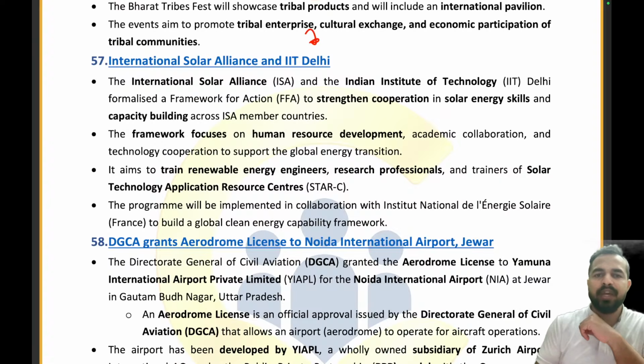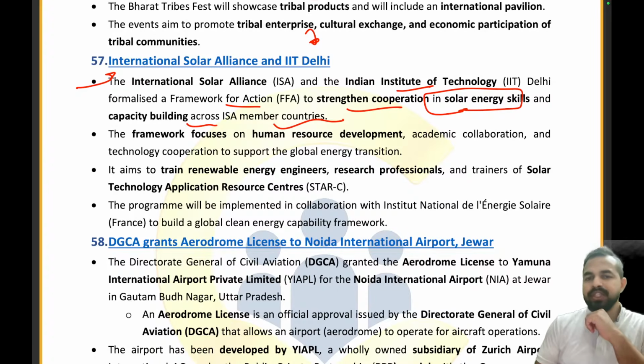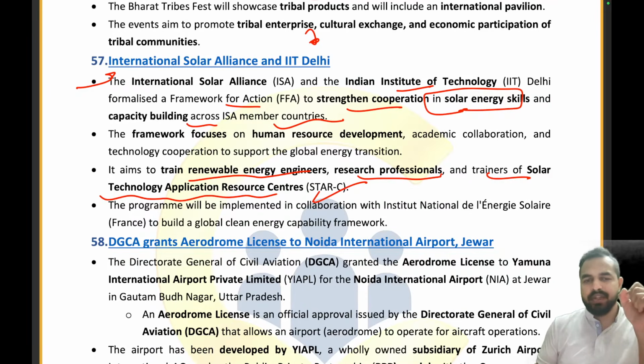Guys, International Solar Alliance and IIT Delhi have formalized a framework of action to strengthen cooperation in solar energy skills and capacity building across ISA member countries. Can anybody tell me where the headquarters of International Solar Alliance is? Basically this MOU aims to train renewable energy engineers, research professionals and trainers of Solar Technology Application Resource Centers, STAR-C.